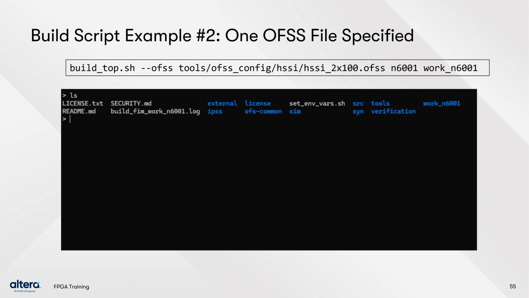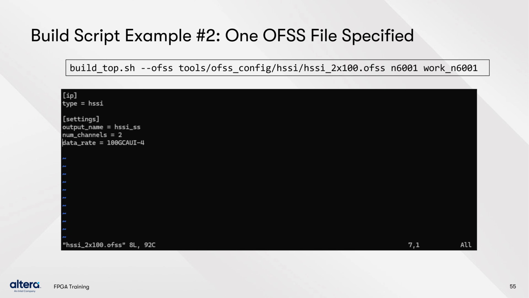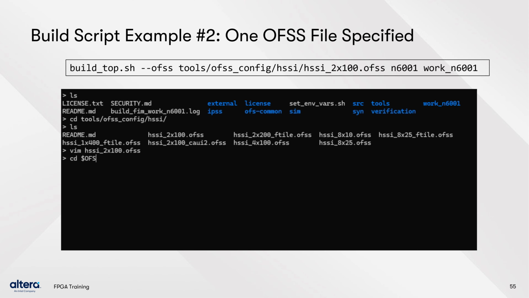From the OFS root directory, I change to the tools/OFSSconfig/HSSI directory. Here we can see the provided Ethernet OFSS files. Opening the HSSI 2x100 OFSS file, we can see the configuration for the Ethernet subsystem. Closing this file, I change back to the OFS root directory to run the build script.